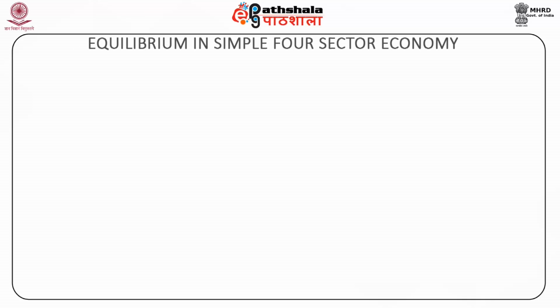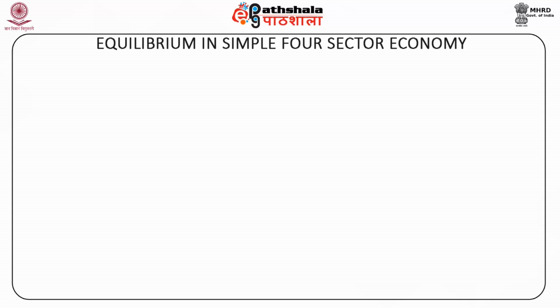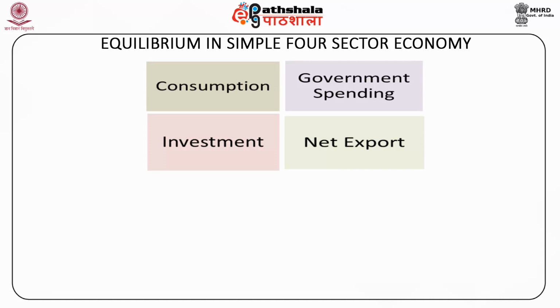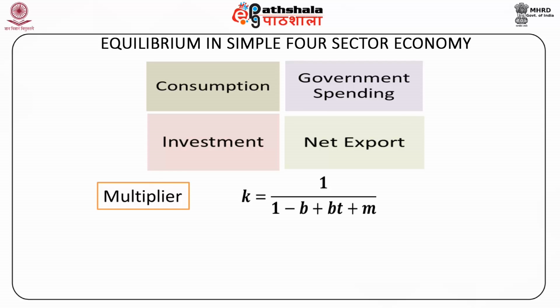Now, let us study the multiplier in case of a four-sector model. The autonomous values in the case of a four-sector economy are the autonomous values of consumption, investment, government spending, and net export. Thus, the multiplier is given by the equation K = 1/(1 - b + bt + m). The multiplier is now smaller than that in the simple two-sector economy. It should be noted that both taxes and imports are leakages from income and expenditure flows.